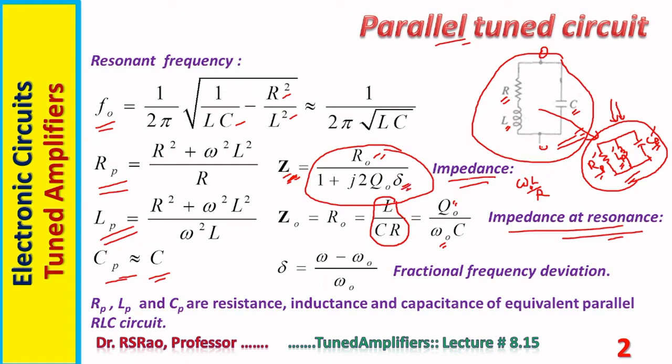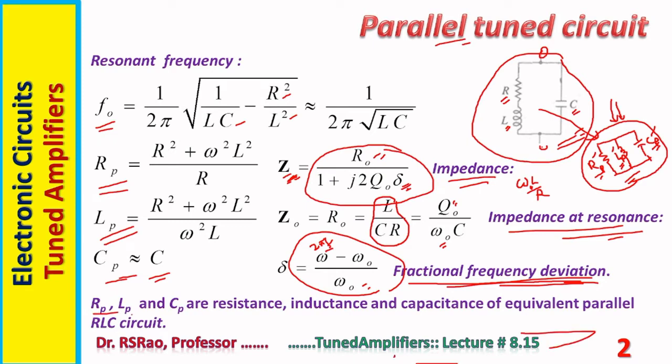There is delta in the expression of impedance. It is called fractional frequency deviation. What is fractional frequency deviation? Omega minus omega naught by omega naught. Omega is 2 pi f. Omega naught is 2 pi f naught. f naught is resonant frequency. Deviation of the actual frequency from the resonant frequency as a fraction of resonant frequency is fractional frequency deviation delta. We come across this quantity frequently in the analysis of these amplifiers.